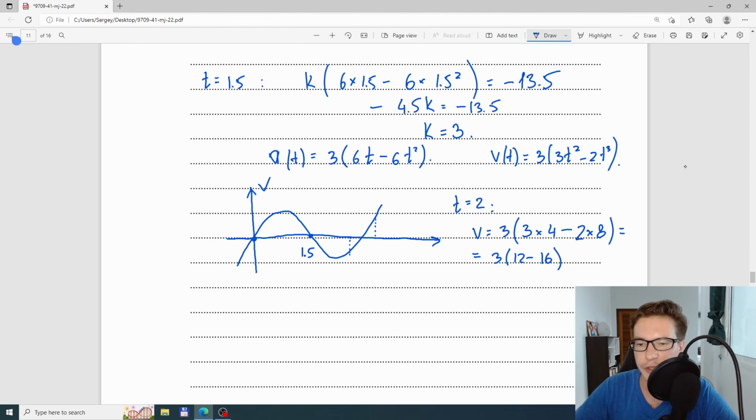Got 12 minus 16, so it's still going to be negative. Okay, so now we know that t equals 2 belongs to this part of the graph. In order to find the total distance traveled, we'll have to integrate velocity, and we'll have to split it into 2 parts. Why? Because this integral, s1, is going to be positive, and that integral from 1.5 to 2 is going to be negative. But because we're looking for the total distance traveled, we'll take the second integral with a positive sign.